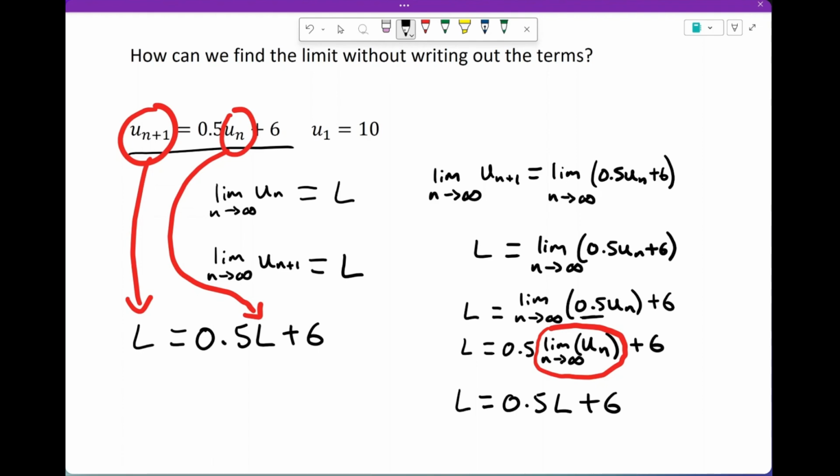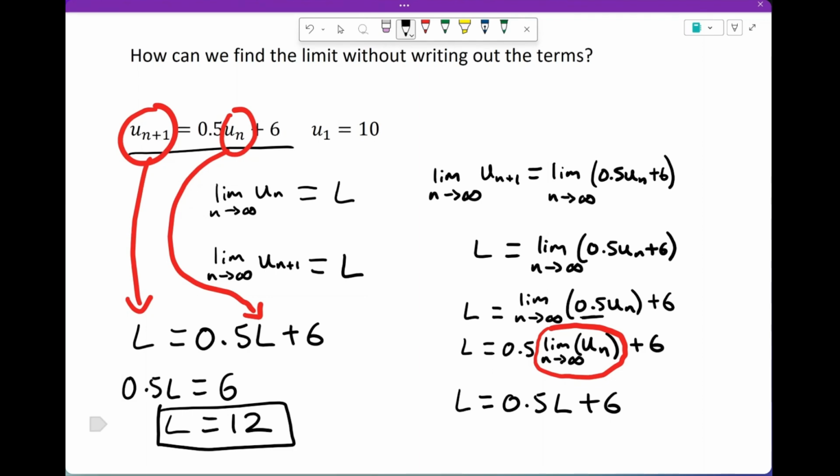So if we subtract 0.5 L to the other side, we get 0.5 L is equal to 6. And then if you divide by 0.5, well then we're going to get L is equal to 12, which is the same answer we got by generating the terms of the sequence using the calculator.